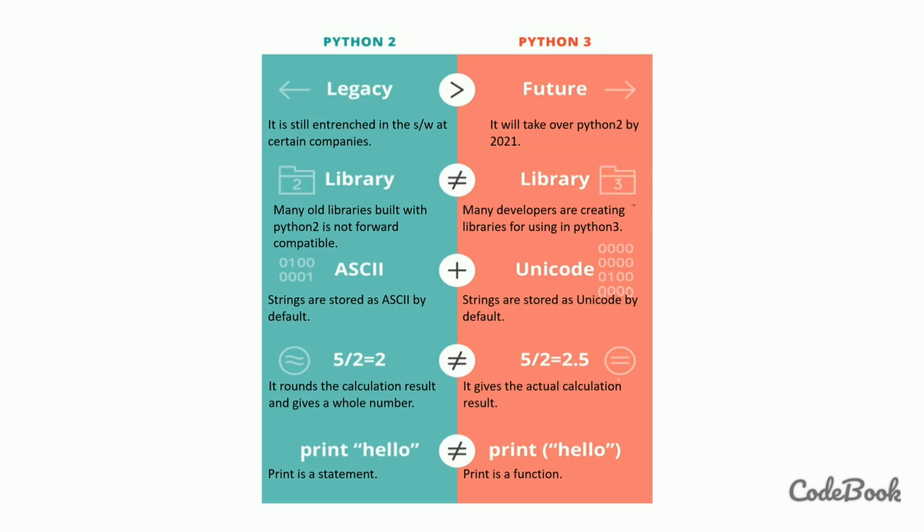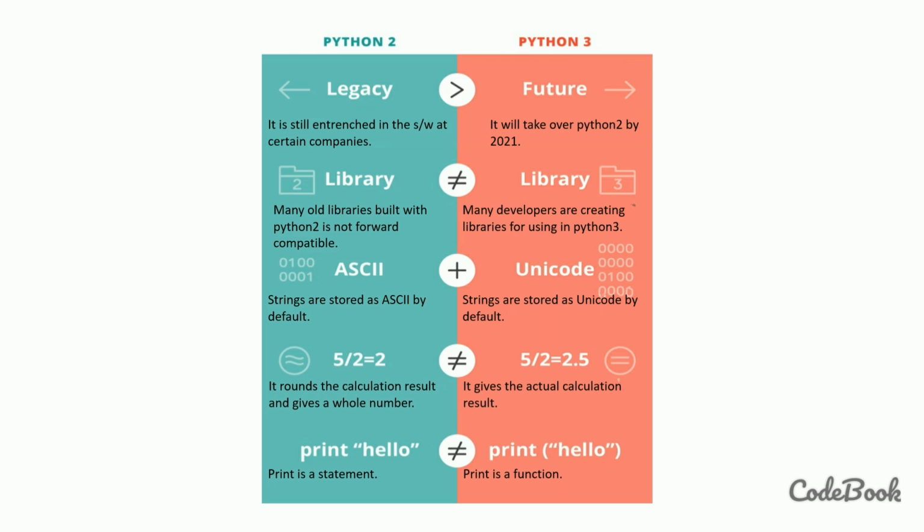Now let's move on to the fourth difference between Python 2 and 3. In Python 2, the division operation returns an integer, a whole number without any floating point numbers. But in Python 3, the division operation returns the actual calculation result along with the floating point numbers. So it is more accurate in comparison to the Python 2 version.